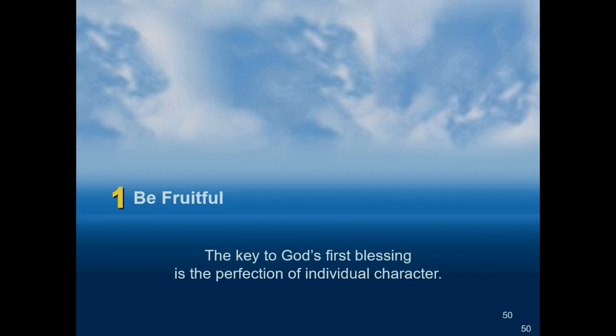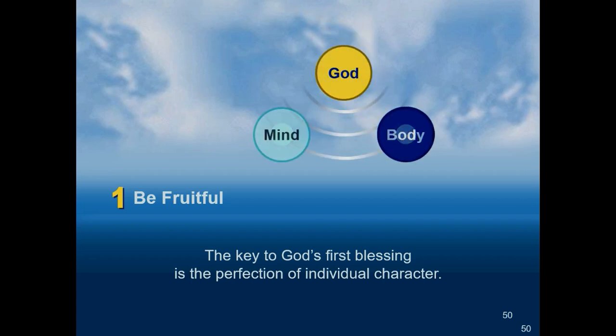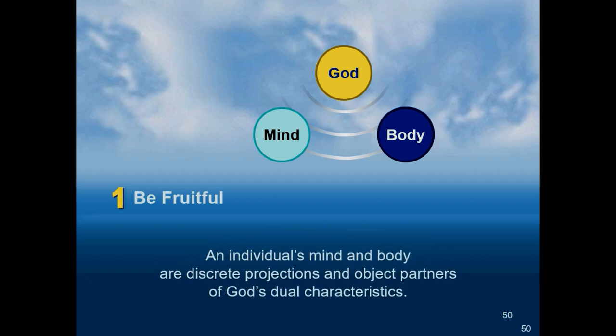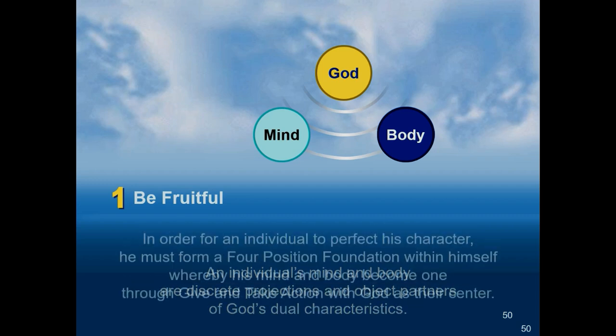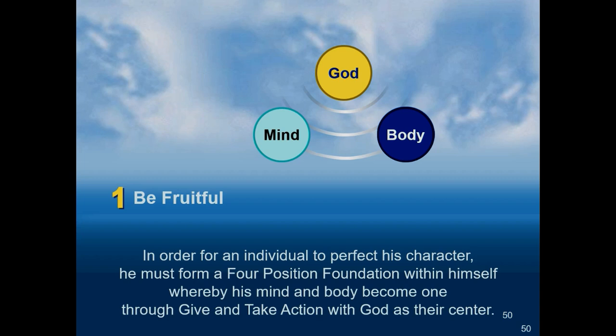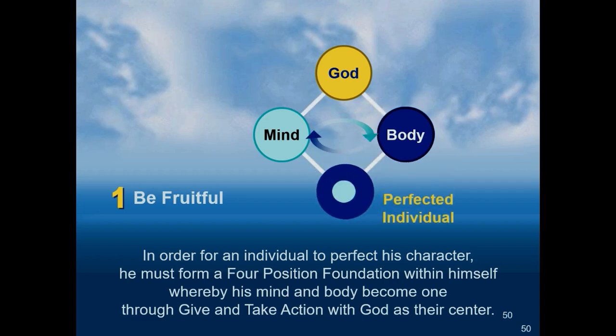First, be fruitful. The key to God's first blessing is the perfection of individual character. An individual's mind and body are discrete projections and object partners of God's dual characteristics. In order for an individual to perfect his character, he must form a four-position foundation within himself, whereby his mind and body become one through give and take action with God as their center. This is a perfected individual, when mind and body have a perfect give and take action centered on God.